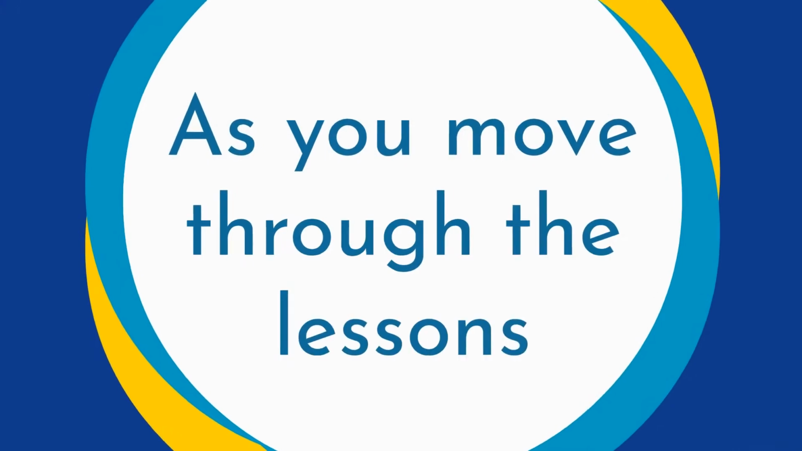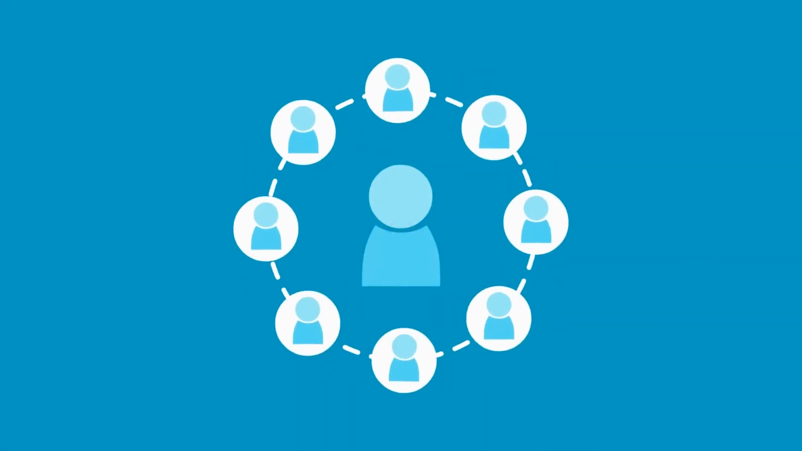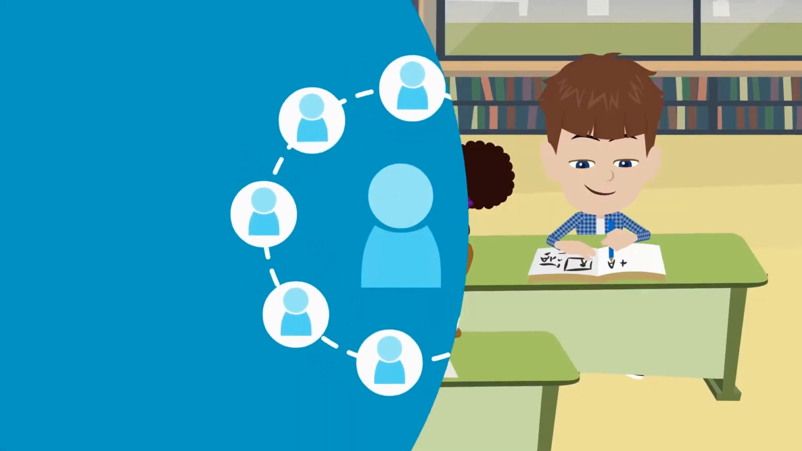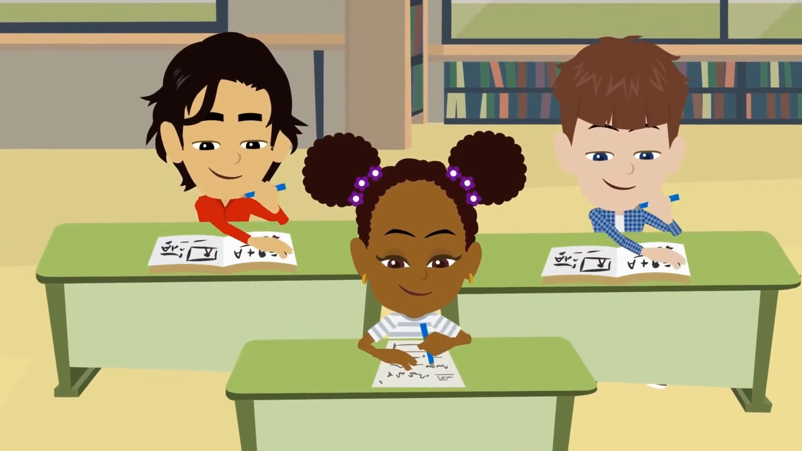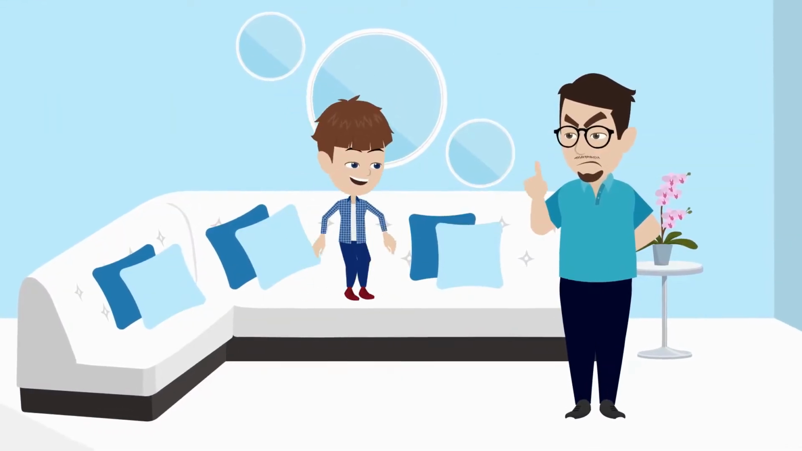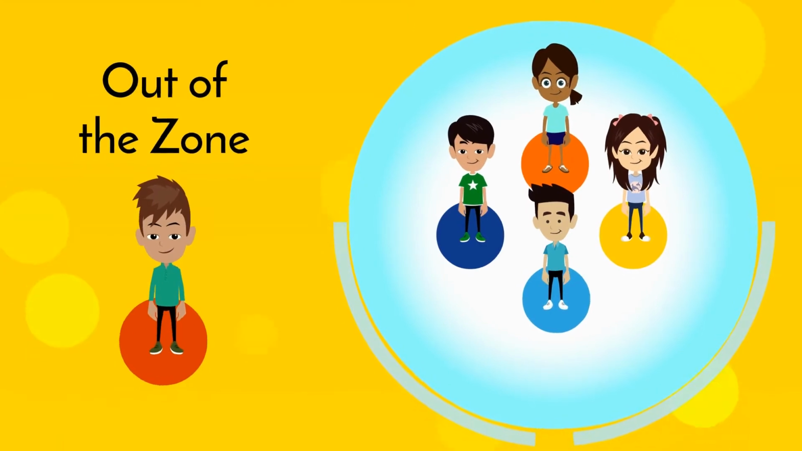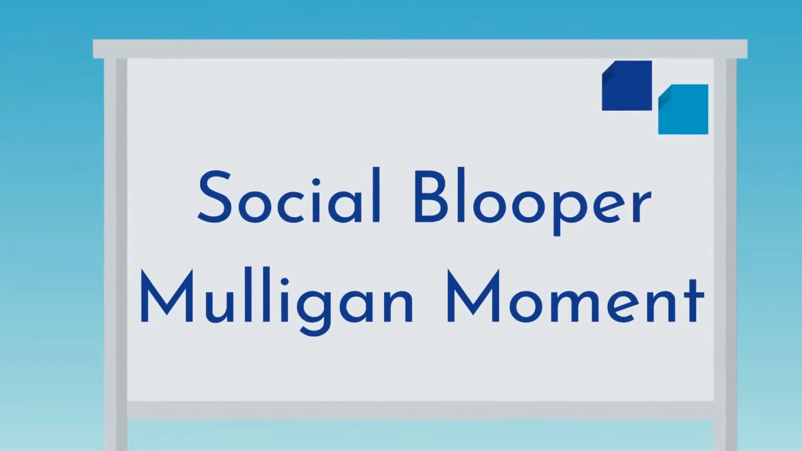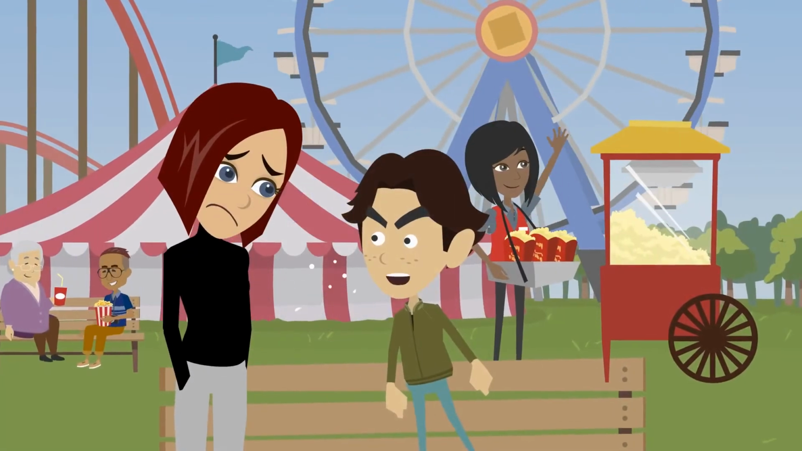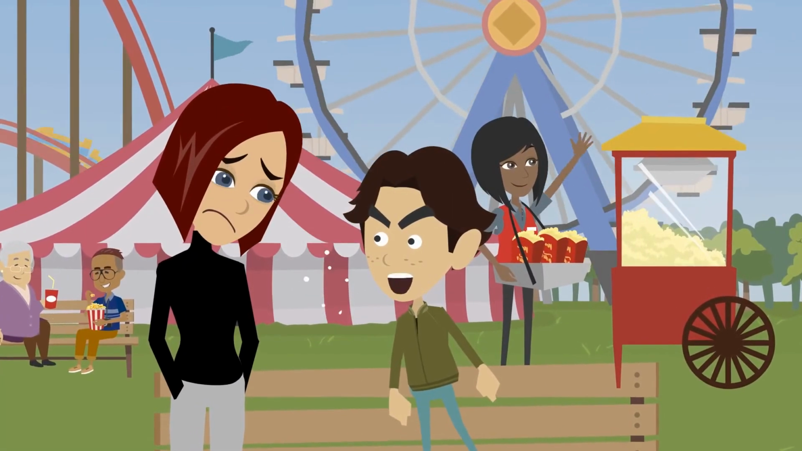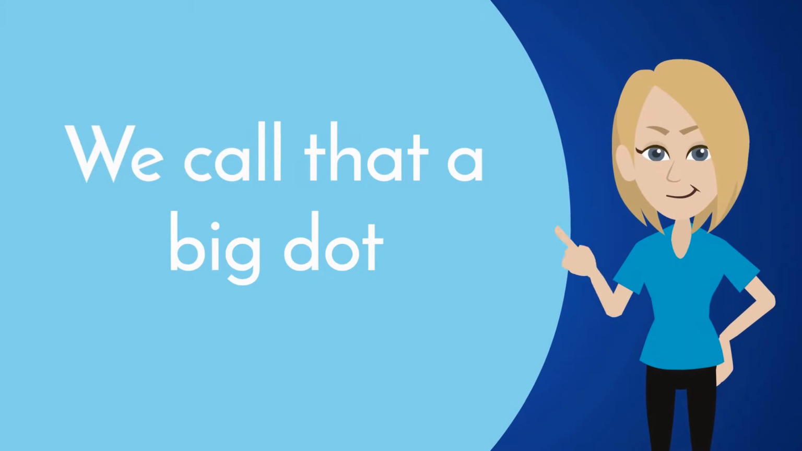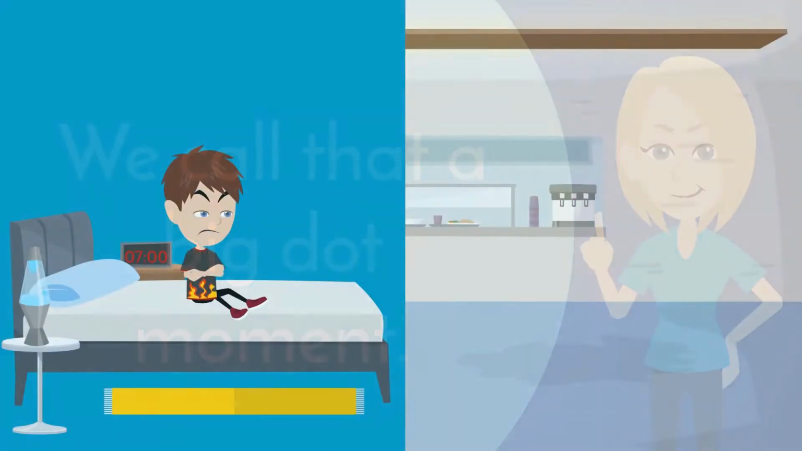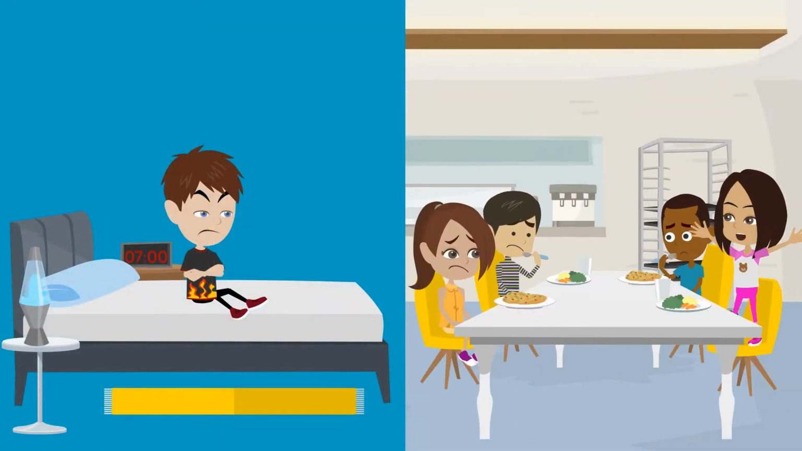As you move through the lessons, you'll be helping your kids to understand when they're blending in, doing what's expected in a zone, and when they're not. When kids pop out of the zone by mistake, we call that a social blooper or mulligan moment. But when they pop out of the zone and stay out of the zone, well, we call that a big dot moment. This is just to give kids a reference for how their social behavior affects themselves and others.